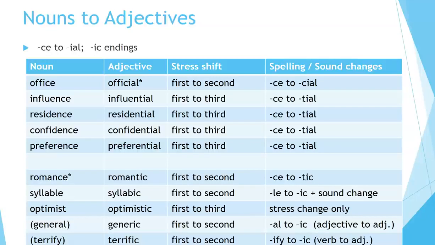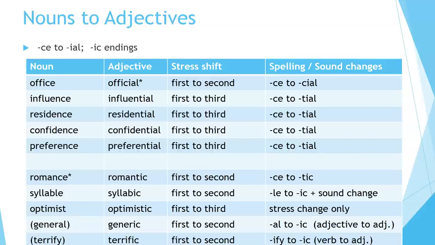Noun, office, official. The stress changes from first to second syllable. Notice the ending changes in spelling from CE to CIAL. Office, official. Now, the word official can be an adjective. It can also be a noun. Let's look at the next one.